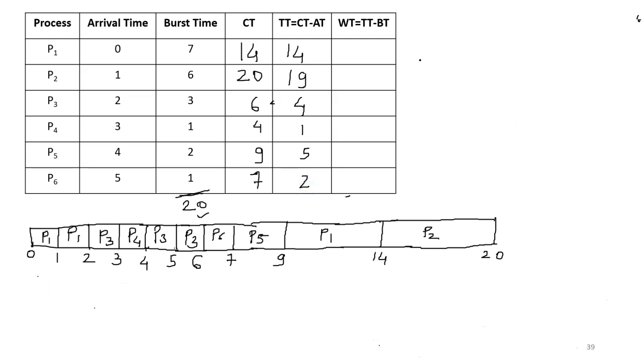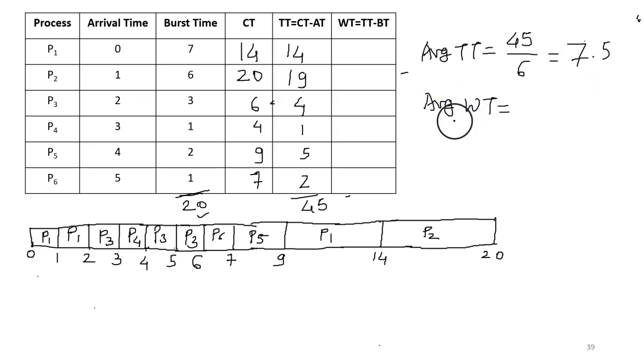So total turnaround time is 45 and average turnaround time is 45 divided by number of processes, that is 6, equals to 7.5. Now compute average waiting time. To compute average waiting time, compute waiting time for each process, which is equals to turnaround time minus burst time.